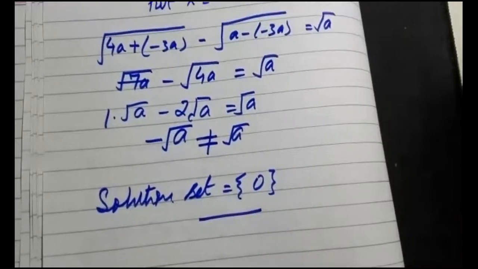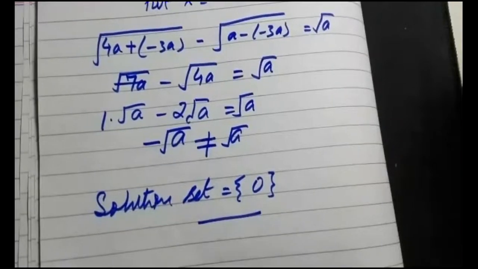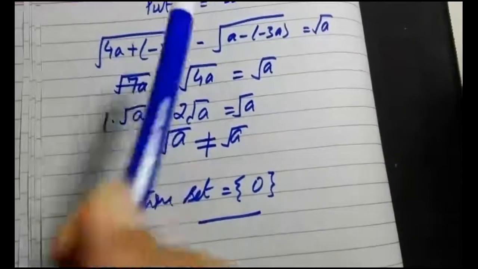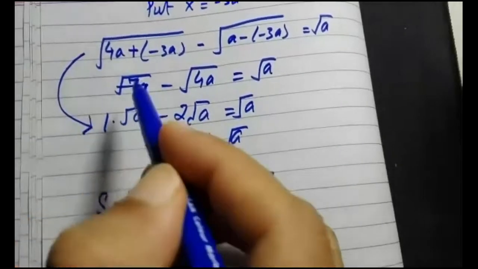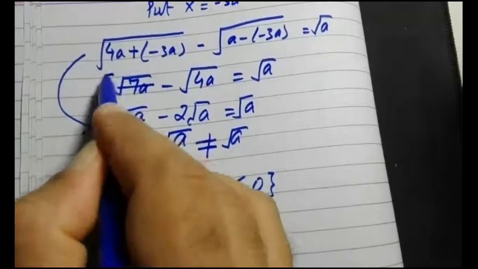So I told you yesterday. Yes. It is under root 7, sir? No, this is not 7, it has been cancelled. 4a minus 3a will generate 1 under root a. It is not 7. I have cancelled it. It is only under root a.